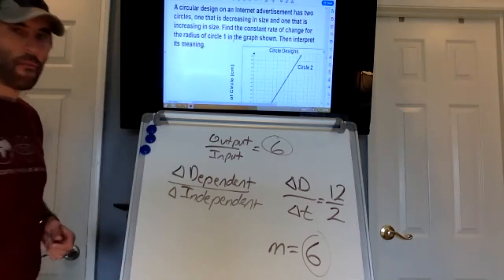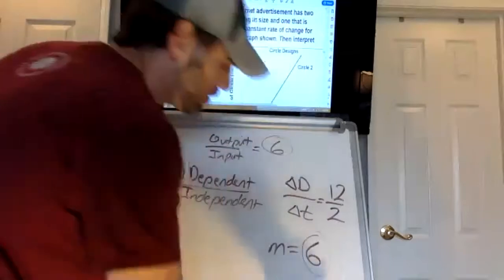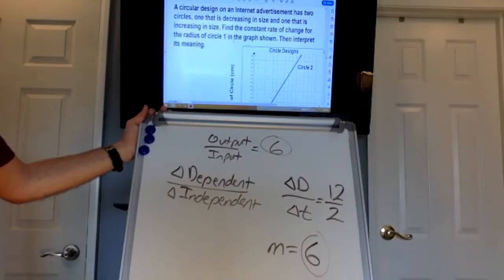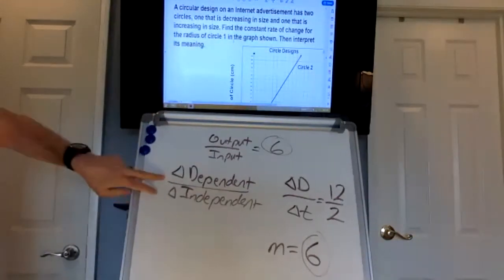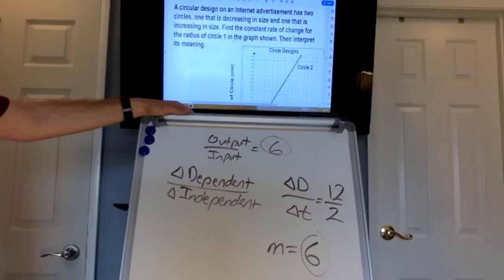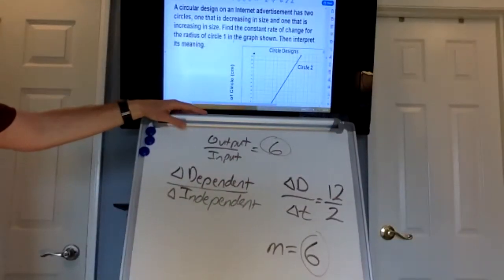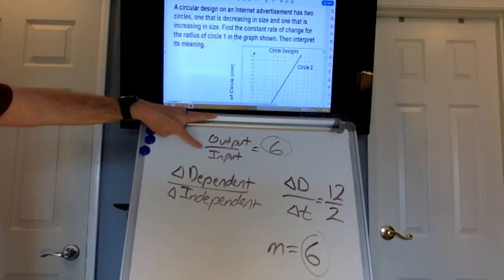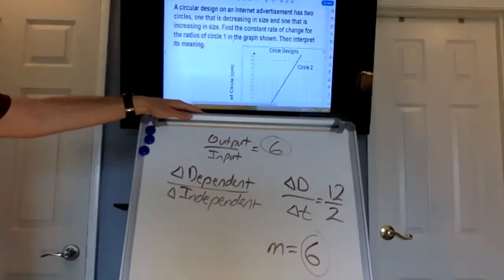Mr. Rosenthal? Yes. I have a quick question. Go ahead. Do we put delta x over delta y or delta y over delta x? Well, look right here. Which one depends on what? How do we usually do it? Is it x depends on y or y depends on x? Does your output depend on the input or does your input depend on the output?